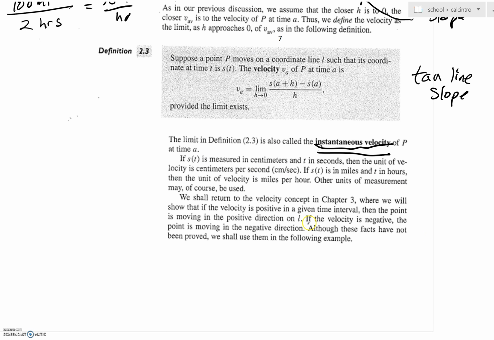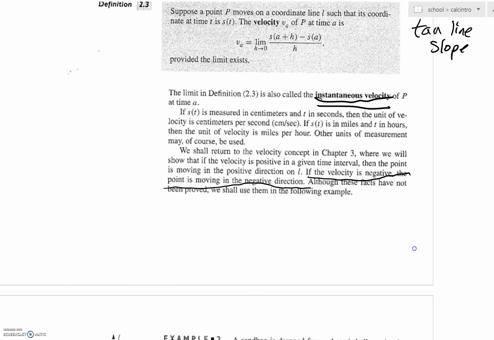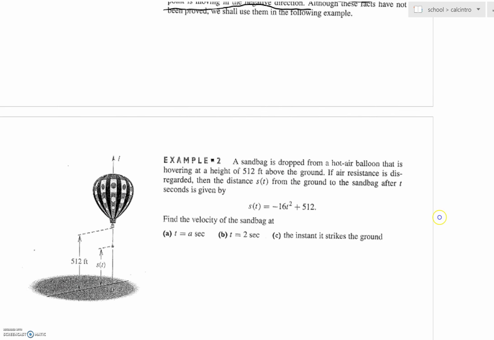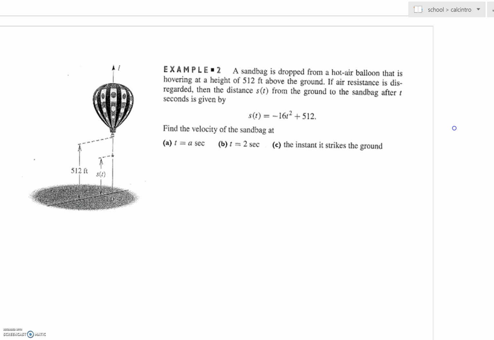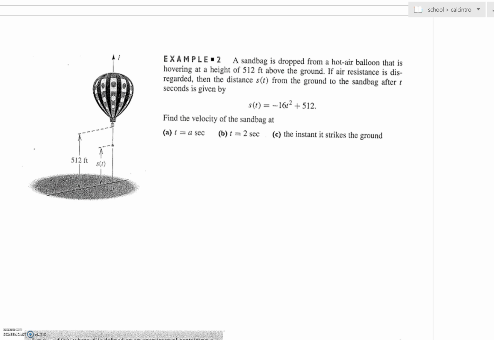We also want to say that velocity is actually a vector. It can be negative, indicating that you're moving in a negative direction. Generally, a negative velocity would indicate that you're traveling to the left. Positive velocity would indicate that you're traveling to the right. But let's jump right in and take a look at an example.